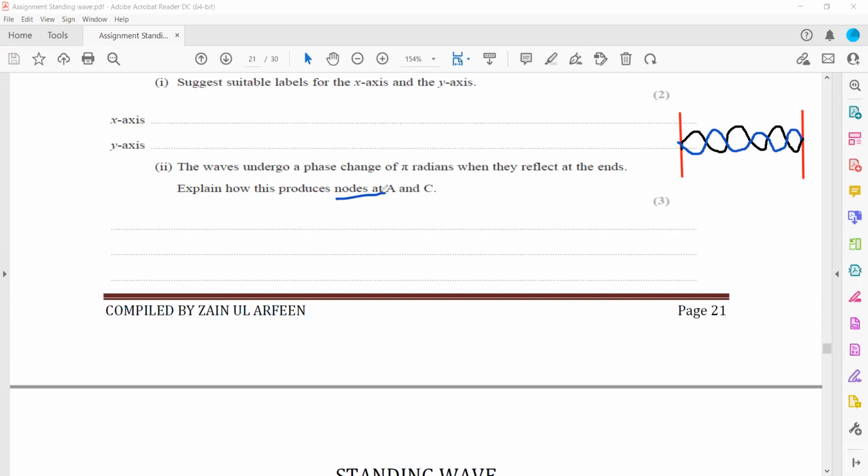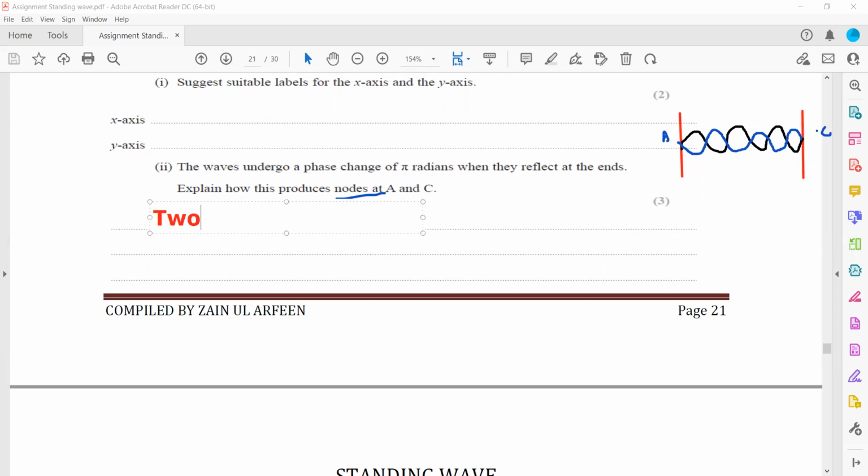So how does this produce a node at point A and at point C? Why is there always a node? What is the reason for that? Because the two waves will be in anti-phase, or out of phase by 180 degrees. So when they interfere with each other, they cancel out the effect of each other.